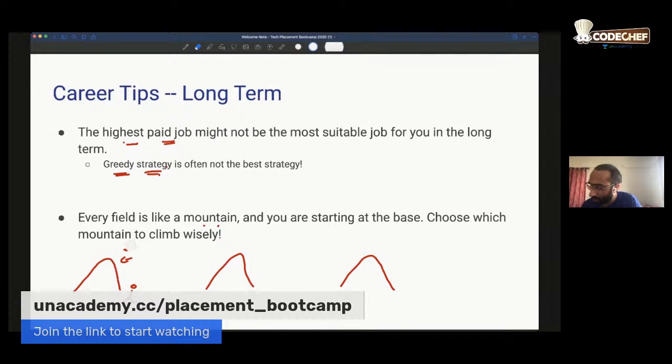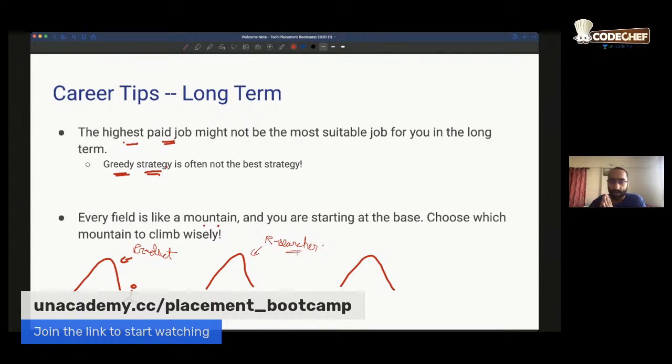So you want to build your own company, or you want to build your own product. Okay, so that can be one domain. Another domain could be that you want to do a research based career. Like you want to do a PhD, you want to go for higher studies, you want to become a professor or a researcher, or any such thing.